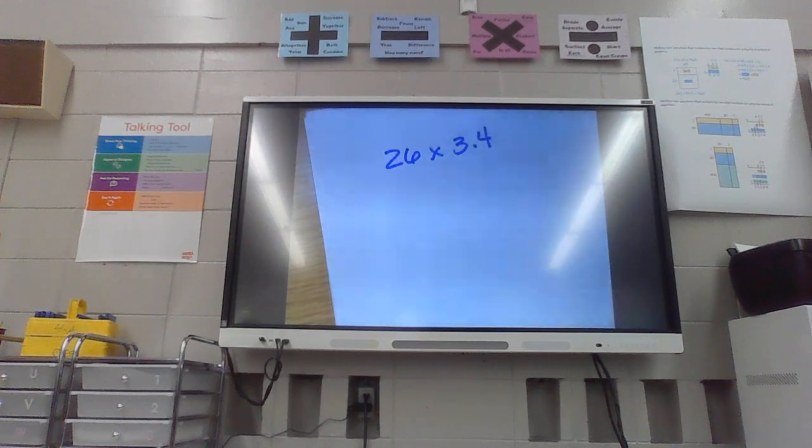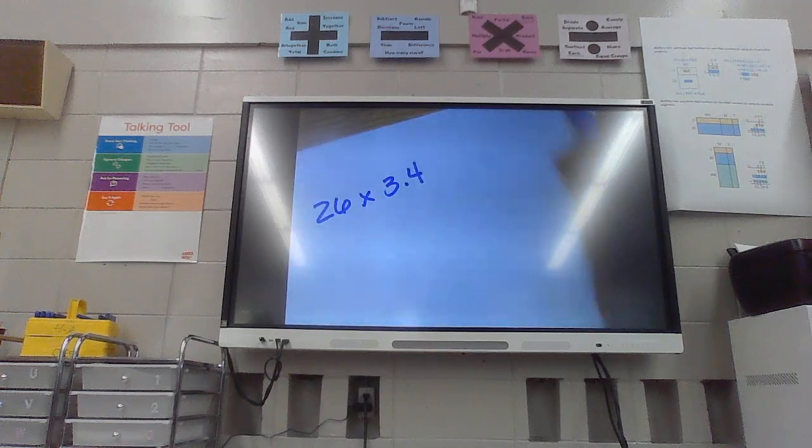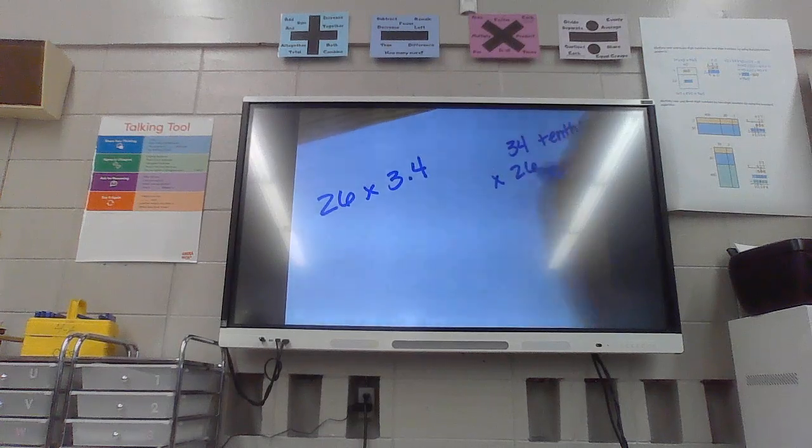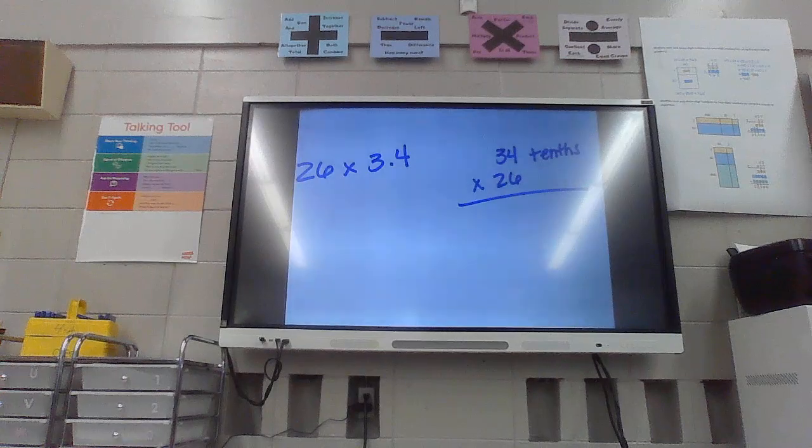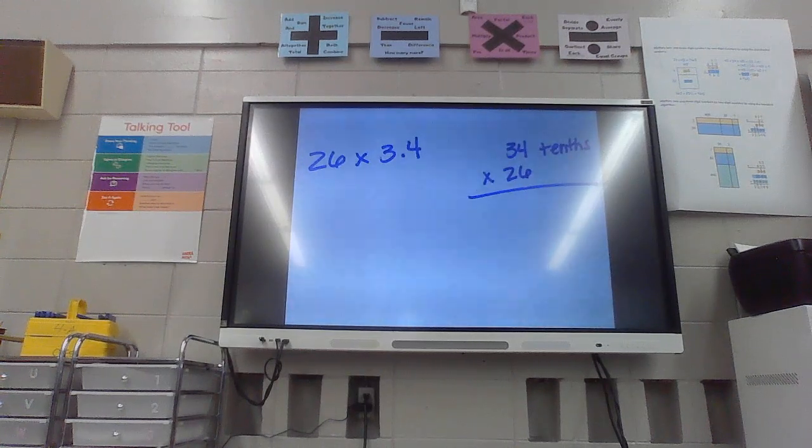Alright, and the way we talk about this is, so the way they have it set up, they changed this to be what? 34 what? What did they write in the box? 10s multiplied by 26. Right? And we know that our answer has to end up in the what? Tens.